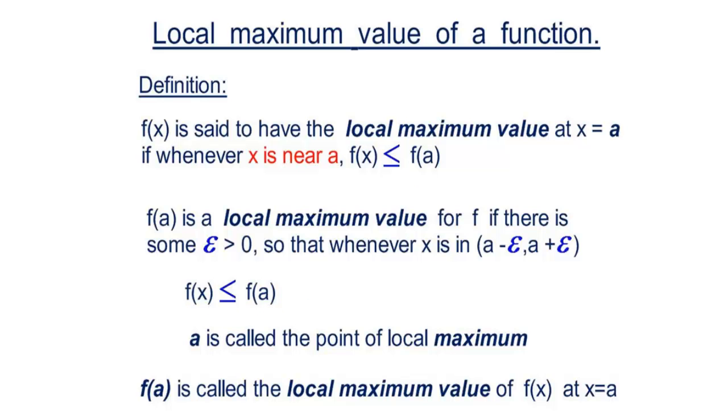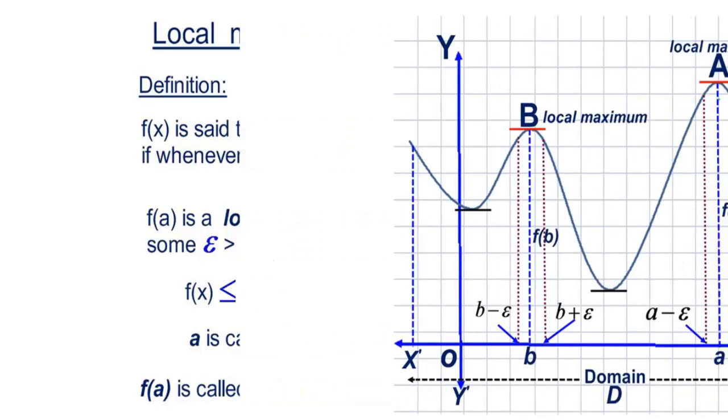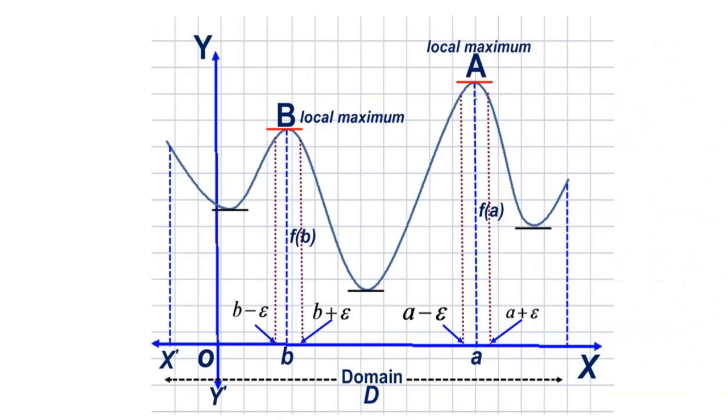Now let us understand this with the figure. In this graph, if we consider the point A and consider an interval a minus epsilon and a plus epsilon, where epsilon is greater than 0 is a small quantity, then we say f of a is the maximum value, in fact local maximum value, and a is the point of local maximum.